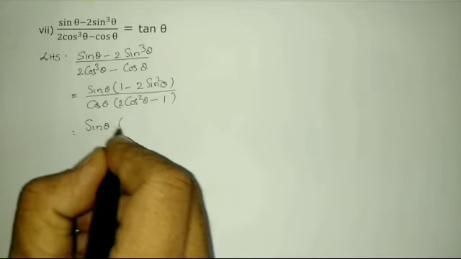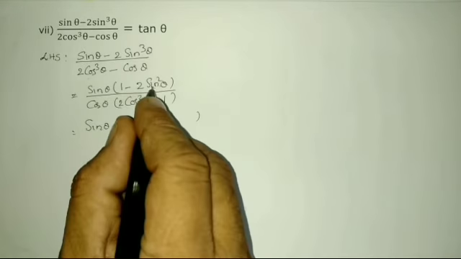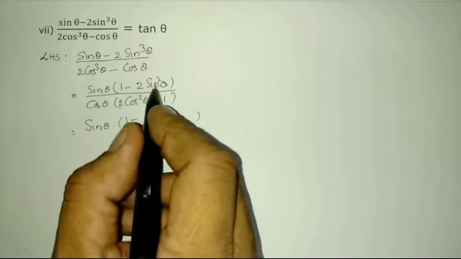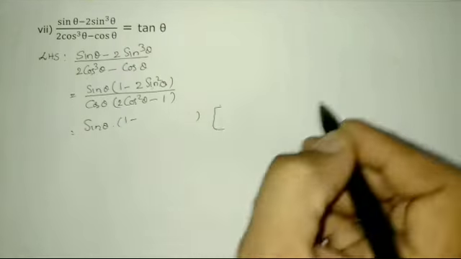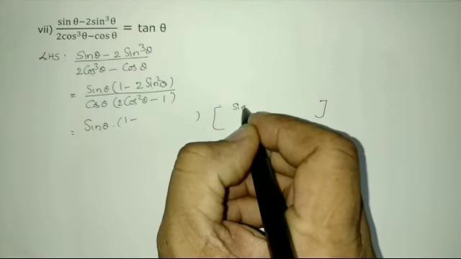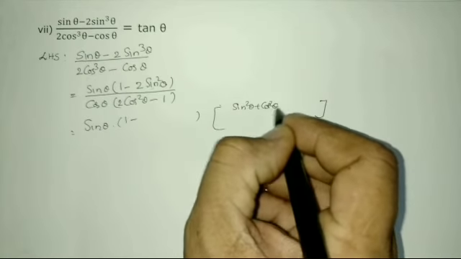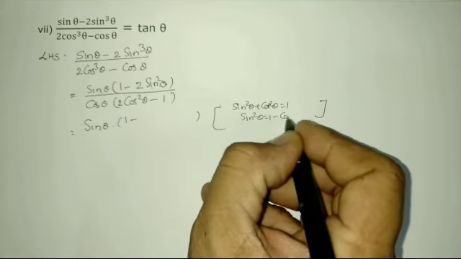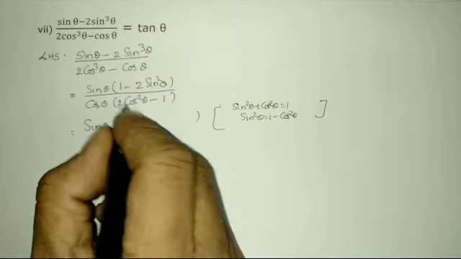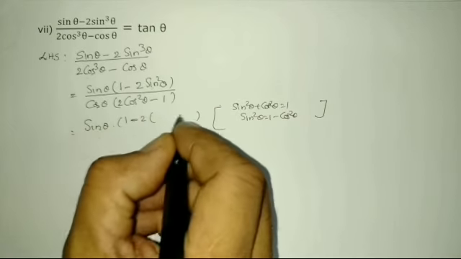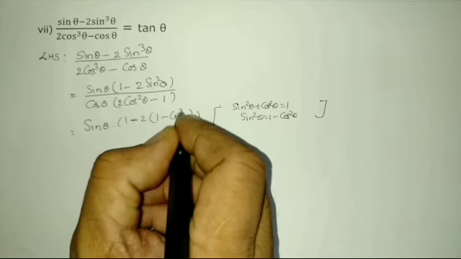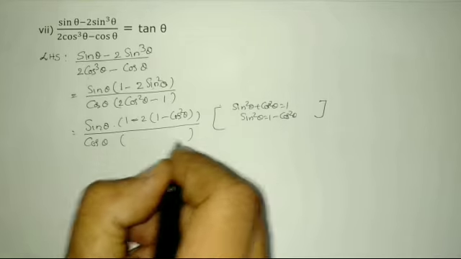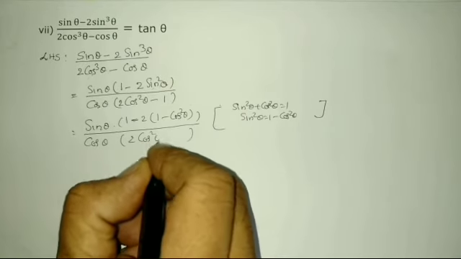Sin theta into 1 minus 2 sin square theta. We know that sin square theta can be written in terms of cos theta. Sin square theta plus cos square theta equal to 1, so sin square theta equal to 1 minus cos square theta. So here, sin theta into 1 minus 2 into 1 minus cos square theta by cos theta into 2 cos square theta minus 1.